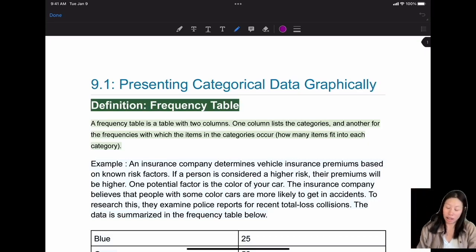So let's go back. The insurance company believes that people with some colored cars are more likely to get in accidents. To research this, they examine police reports for recent total loss collisions. The data is summarized in the frequency table here.